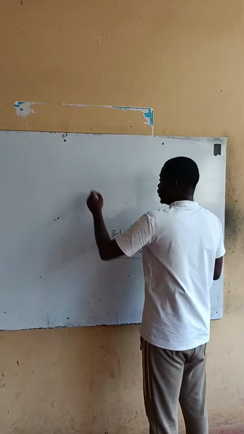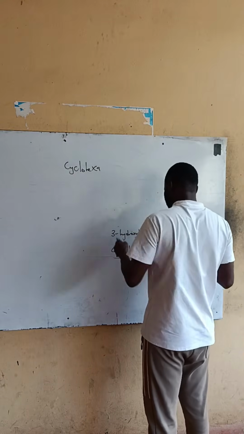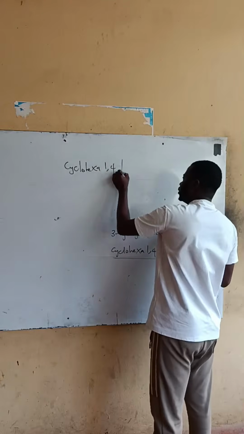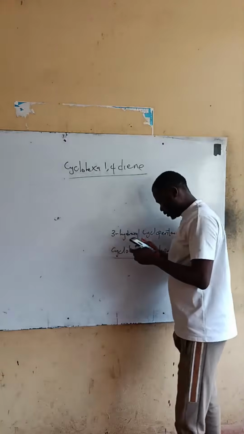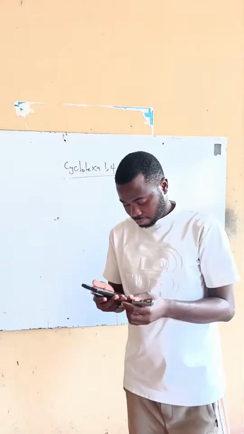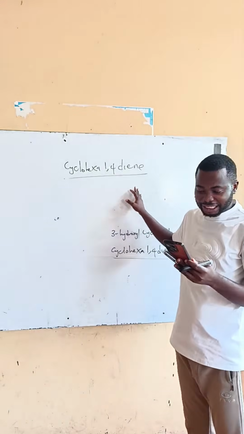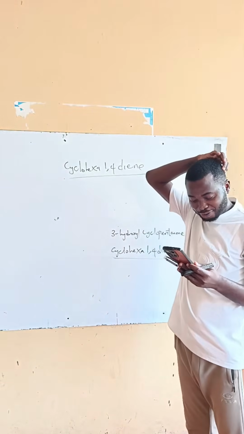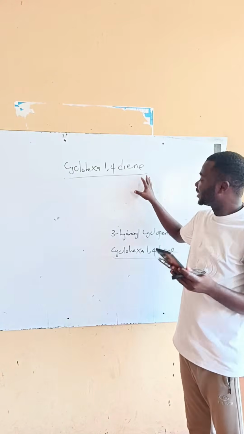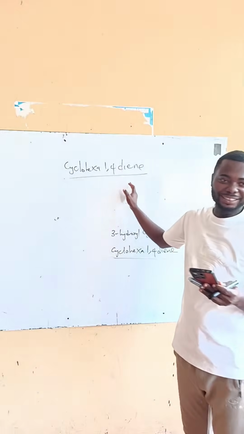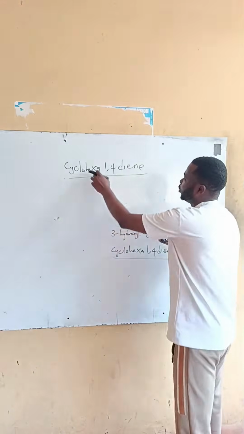So we have cyclohexa-1,4-diene. Now, are you done with the diagram? How can they send the diagram? I don't think they can send the diagram. But can you not draw this? Maybe that will be an assignment for you. Some of you cannot draw this. Oh yeah, let's draw this.